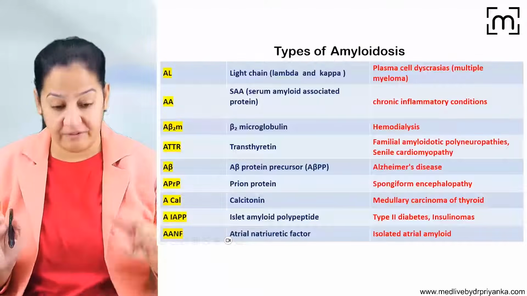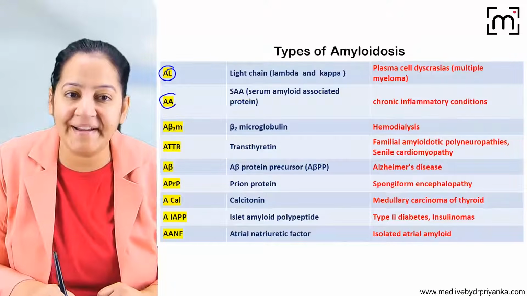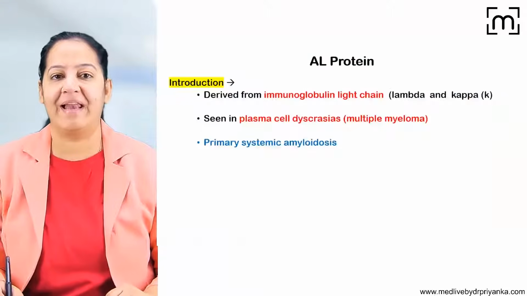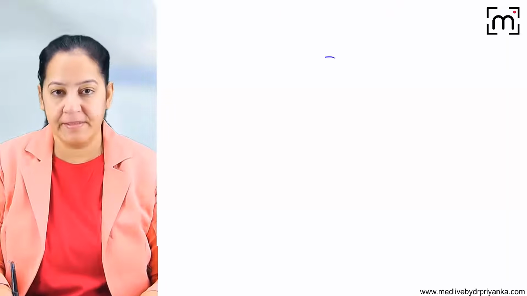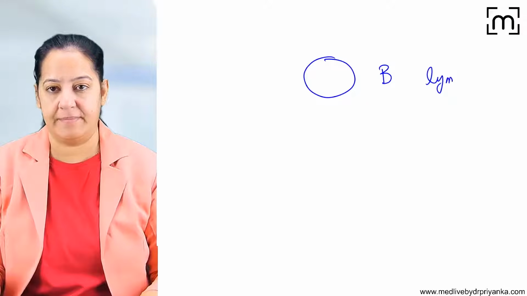After the classification, the first 2 I'm going to give you in detail as I told you. So let me give you the detail of AL and AA. You get a separate question on them. Let's start with AL. What do you mean by AL? Amyloid light chain. What happens now? This is the B lymphocyte in the human body.